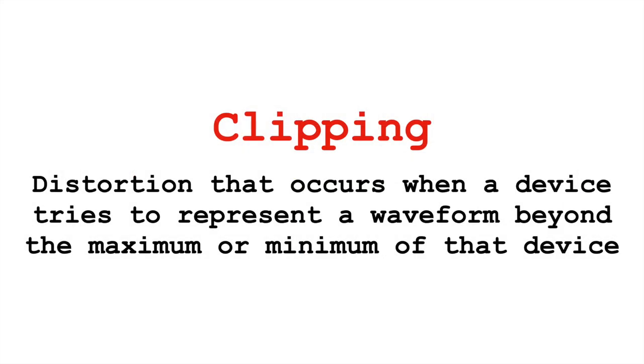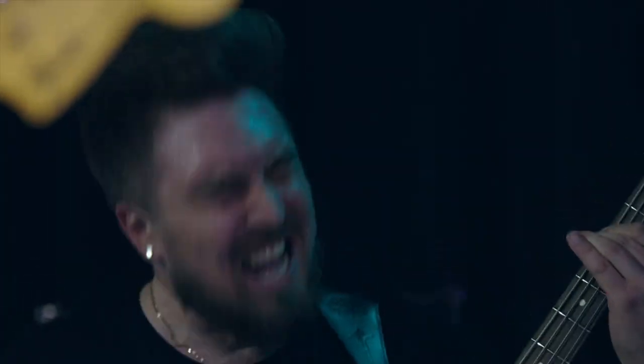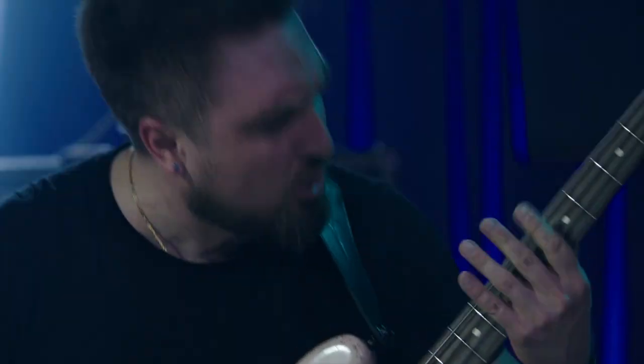So first, our definition. Clipping is distortion that occurs when a device tries to represent a waveform beyond the maximum or minimum of that device. Now, when we talk about distortion, we're talking about a change in that waveform, a change in that sound from the original. So by definition, distortion is working against fidelity, fidelity being the faithfulness to the original sound. Of course, that said, there are aesthetic possibilities in moving away from fidelity.